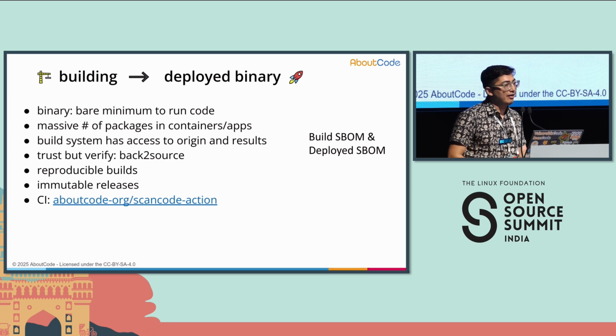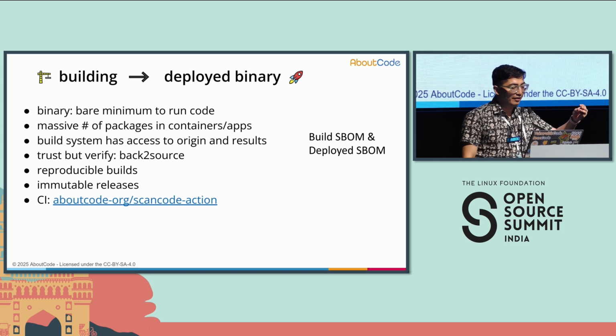Another place where you have SBOMs is in the build phase or in a deployed phase. So in the build phase, this is your CI, or where the source is being built into a binary. So this is for Java, where .java files are being compiled into .class files. For JavaScript, it is compiled into compiled JavaScript.